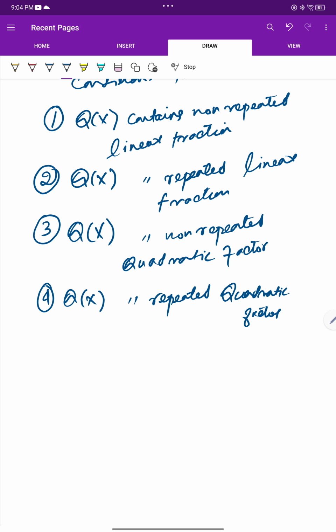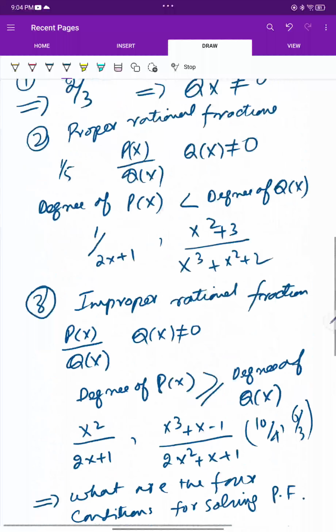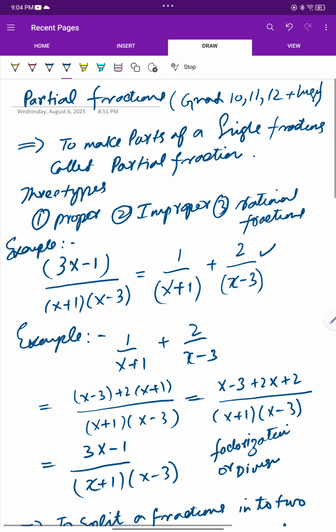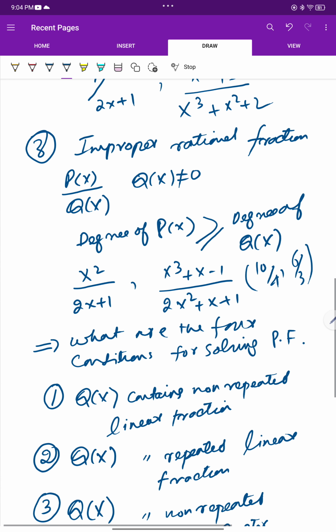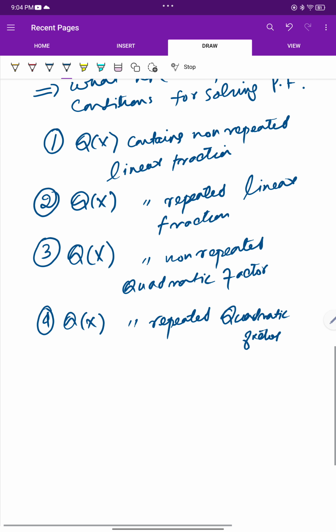Under these four conditions we can do the partial fraction, and maybe in the next video I will give you the idea about all these four types, and we're going to do the examples also.